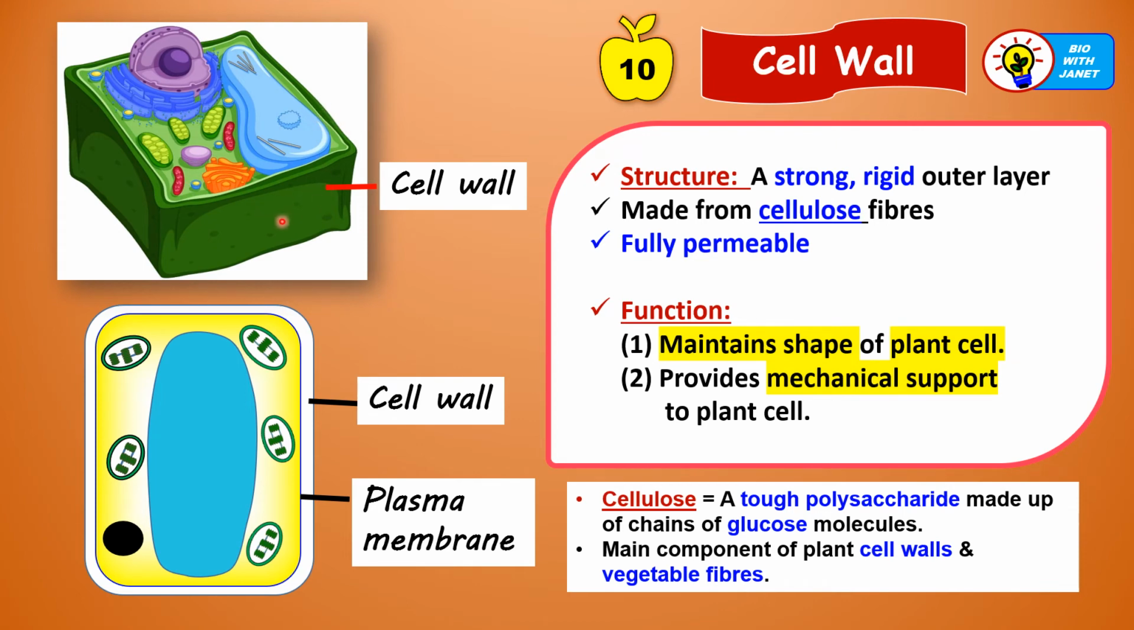Here, the green part is the cell wall, and the white line is the plasma membrane on the inner part of the cell wall. Now the function of the cell wall is that it maintains the shape of the plant cell because it's tough and rigid, and it provides mechanical support to the plant cell in that way.